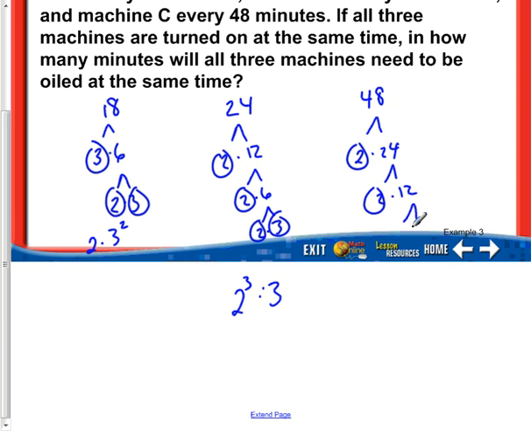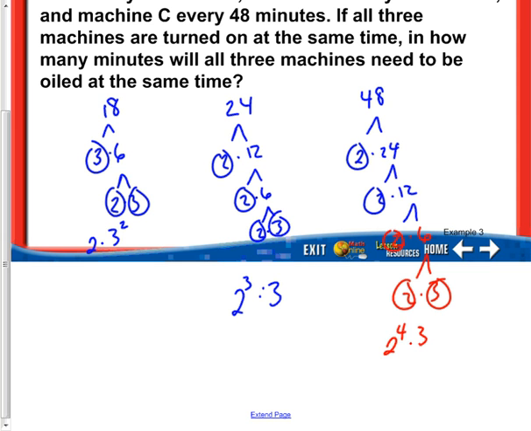And then I can do, I'll switch colors here just so we can see it, a 2 times 6. Again, the 2 is prime, and then a 2 times 3. And both of those numbers are prime. So let's rewrite it as 2 times 2 times 2 times 2. So that's 2 to the 4th times 3.